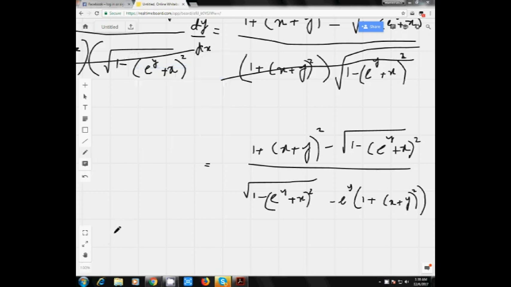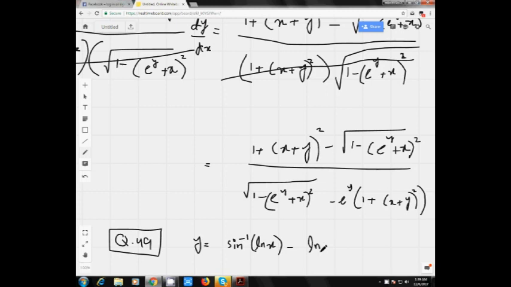Next question is question number 49, and it is a very simple question. y equal to arc sine of ln x minus ln of tan inverse x, that is arc tan x.